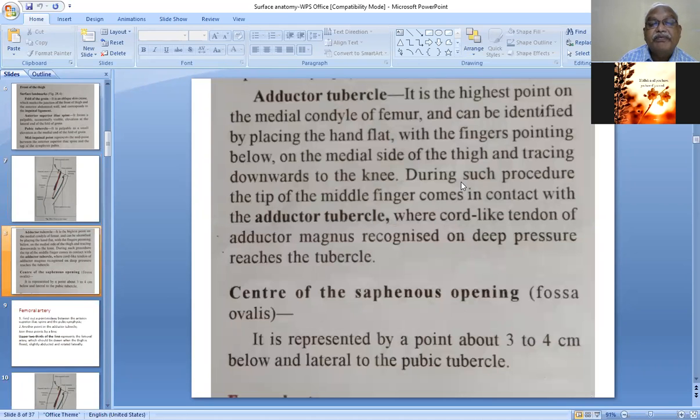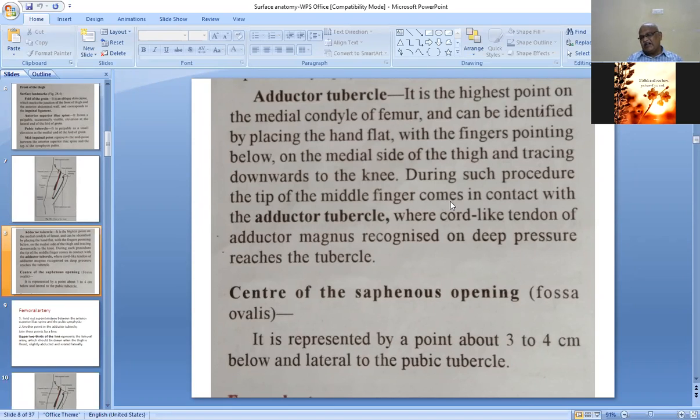Now, adductor tubercle. It is the highest point on the medial condyle of the femur and can be identified by placing the hand flat with the fingers pointing downwards on the medial side of the thigh and tracing downwards to the knee. During this procedure, the tip of the middle finger comes in contact with the adductor tubercle, where the cord-like tendon of adductor magnus is recognized on deep pressure as it reaches the tubercle.